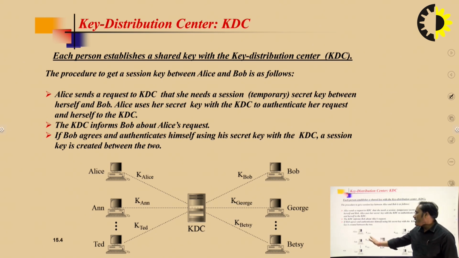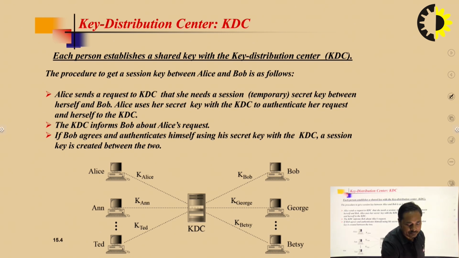In this figure you can clearly see how Alice wants to communicate with Bob. Alice sends a request to the KDC, and that request moves on to Bob after the permission of the KDC, and the KDC will take the decision when Bob accepts that request. If Bob accepts that request, then Alice and Bob can communicate with each other.